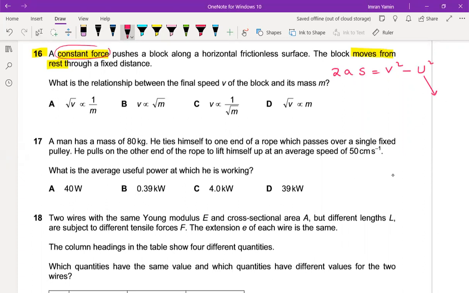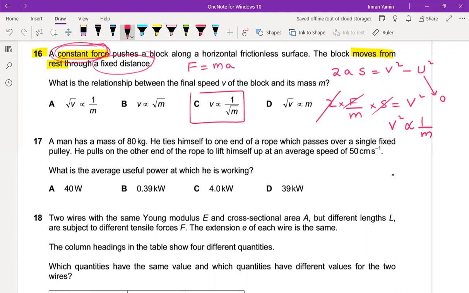Then you are given a constant force. If the force is constant, then F is equal to ma, so a is equal to F upon m. Now you can see that 2 is a constant, force is a constant, and there is a fixed distance, so distance is a constant. Then it means v squared is inversely proportional to mass if all the other quantities remain constant. If you take the square root, then obviously velocity is inversely proportional to the square root of the mass of the object.